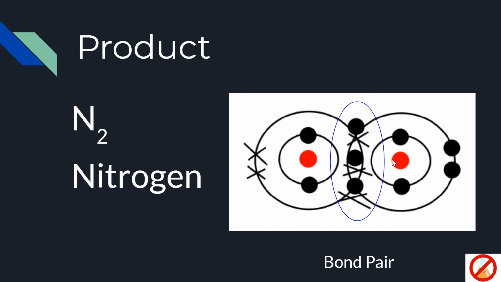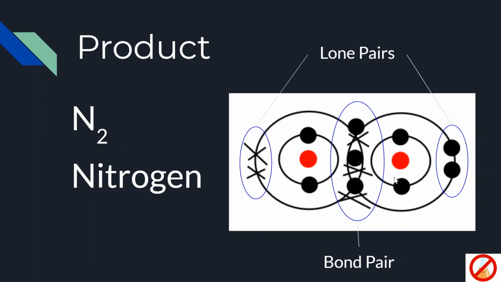On the other hand, we have two lone pairs right here at the side. So this is why we call it a triple bond. Just remember, the number of shared pairs of electrons determines whether this is a single bond, double bond, or triple bond.